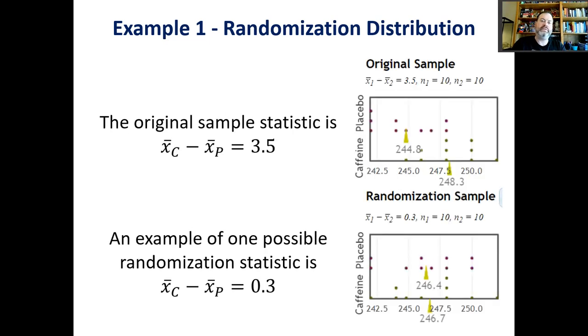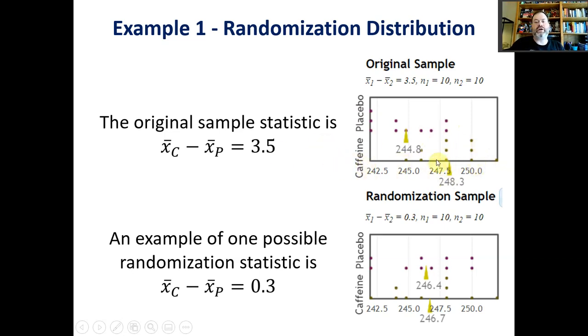In StatKey, again, we'll do StatKey later, I'm just showing you what it looks like. This is what StatKey shows as our original sample. We used box plots in the previous video, but dot plots work just fine. I know it's hard to see the colors. I don't know why StatKey picks this weird yellowish gray and magenta. But the dots at the bottom are the caffeine group.